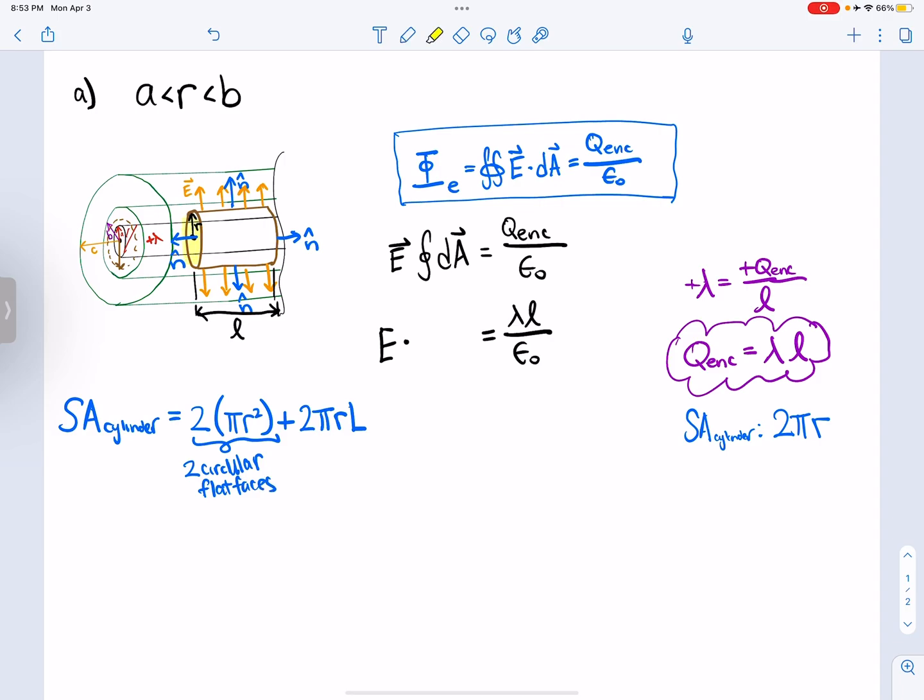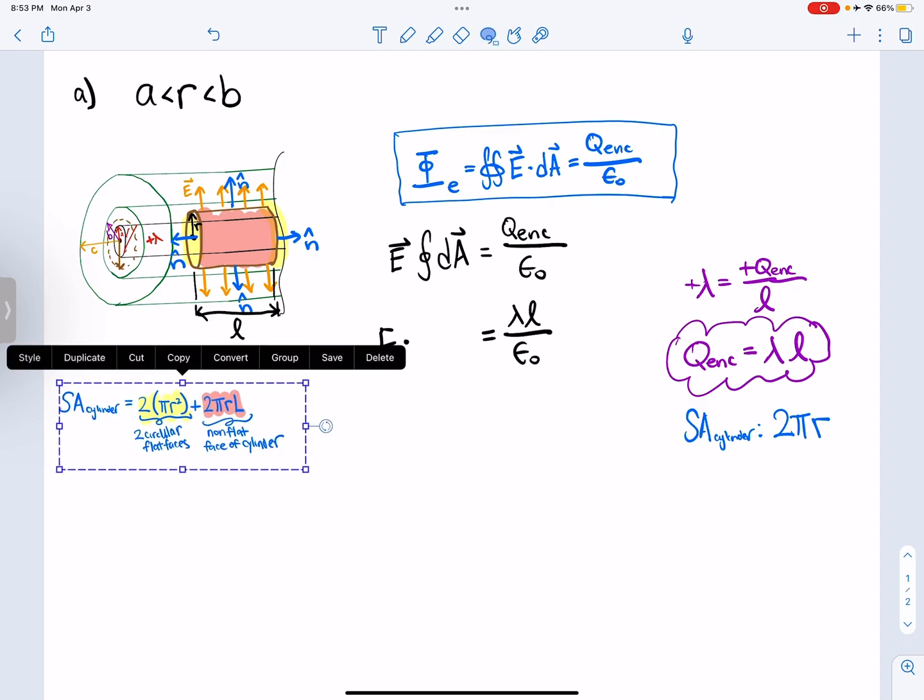Okay, that's for this side and this flat face on the other side right here. And then this 2 pi RL, that's for this guy, the side of the cylinder, okay? Or we'll call that the non-flat side, the non-flat face of the cylinder. Just wanted to clarify that, okay?